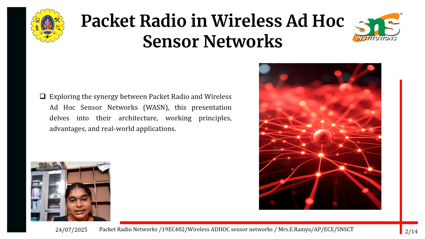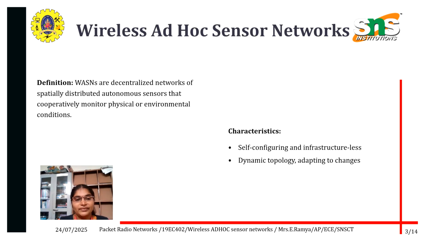In this presentation, we are going to discuss the architecture, working principles, advantages and real-world applications. So first is the definition of a wireless ad hoc sensor network. It is self-configuring and infrastructureless. You have to understand that an ad hoc sensor network is infrastructureless and self-configuring. It has a dynamic topology and adapts to changes.